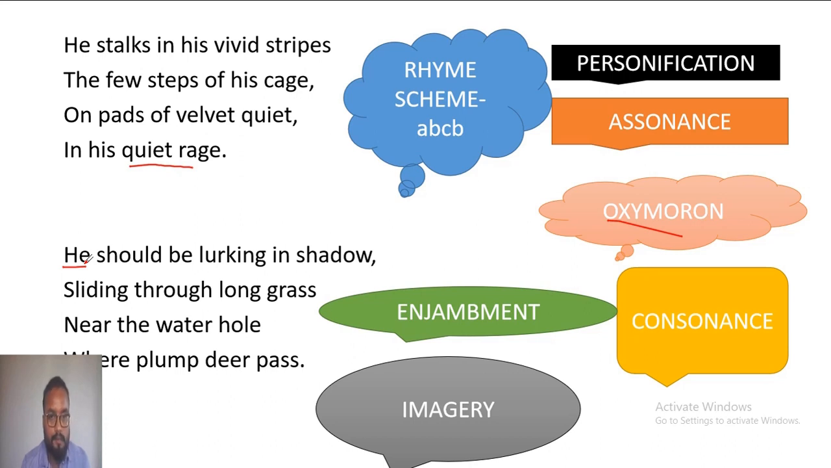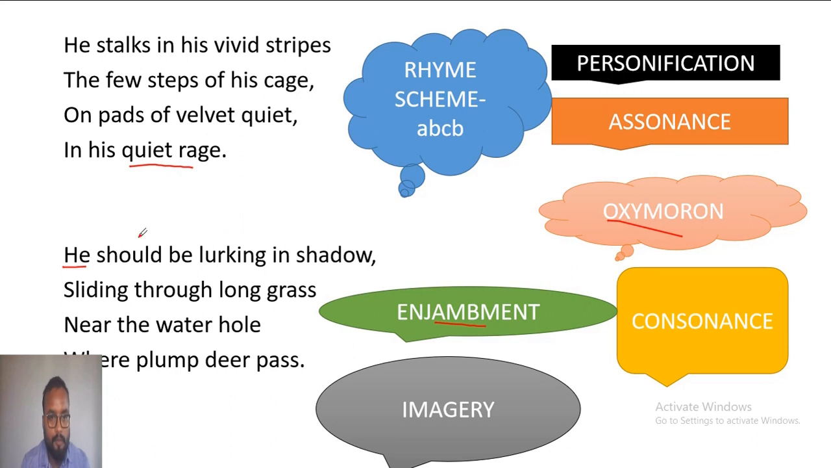Now in the second and third line, you can see that the second and third line shift to another line without any punctuation mark. It again forms another figure of speech, and that is known as enjambment. This figure of speech is used to show the continuity.